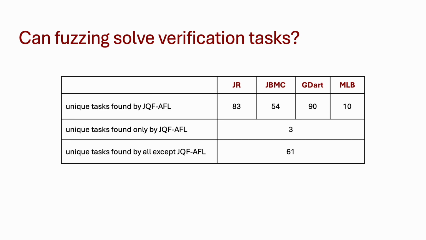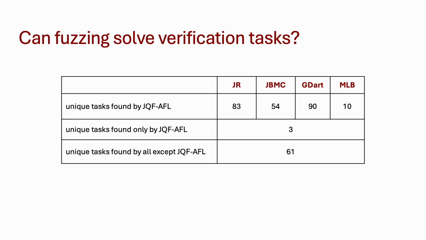On the other hand, when you look at the unique tasks that were found by JQF-AFL against each tool separately, you can actually see an advantage, it's able to find 83 more unique tasks than Java Ranger and 54 than JBMC and so on and so forth. So it's able to find more tasks than each of the tools separately.